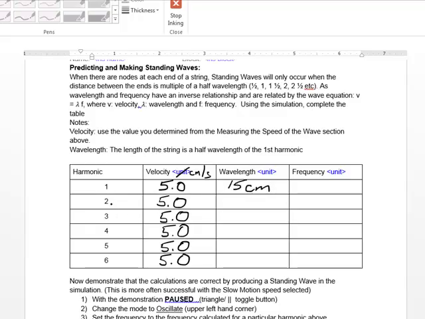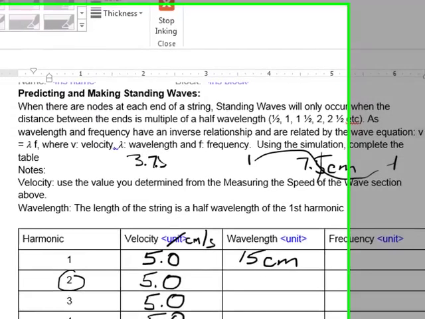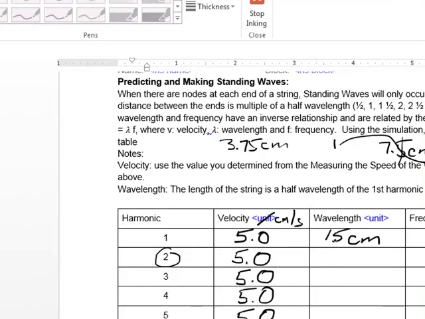15 centimeters. Hey, for 2, and if we have a distance of 7.5 centimeters from one to the other, and we have 2 bumps, okay, that means that each bump is 3.75 centimeters long times 2. That's going to tell us the wavelength is 7.5 centimeters.